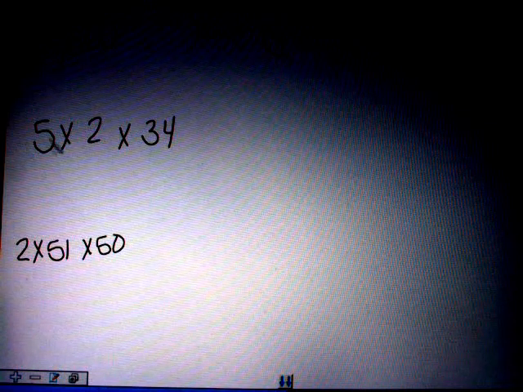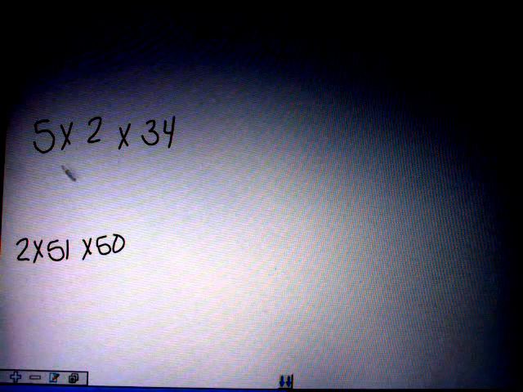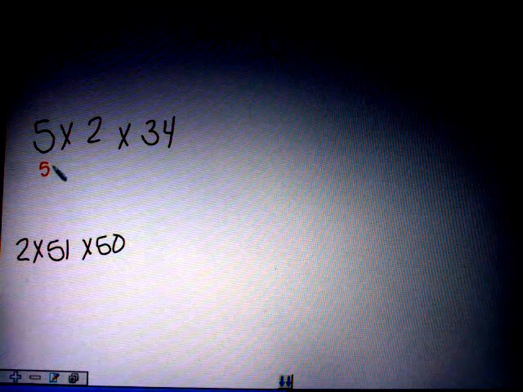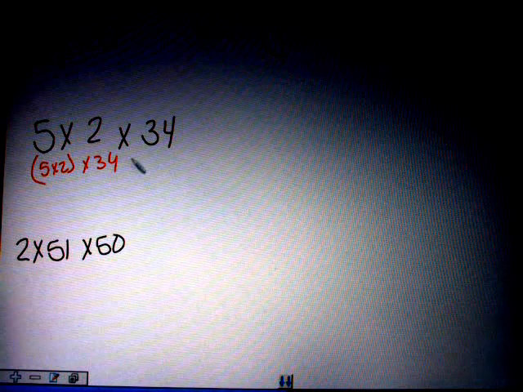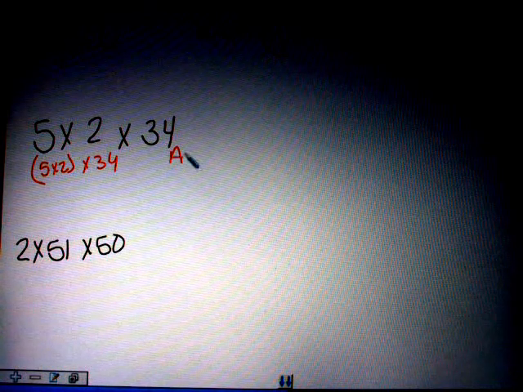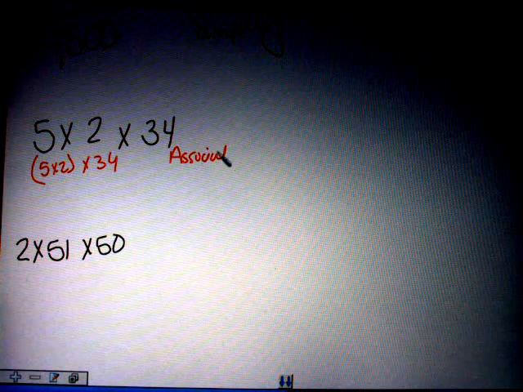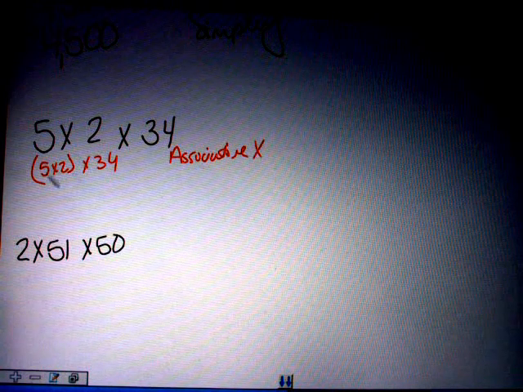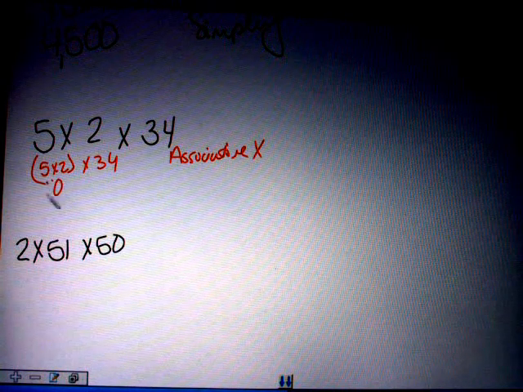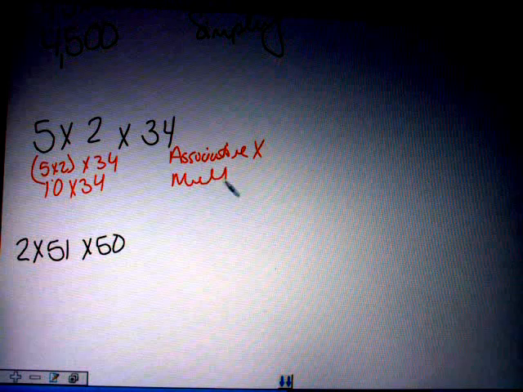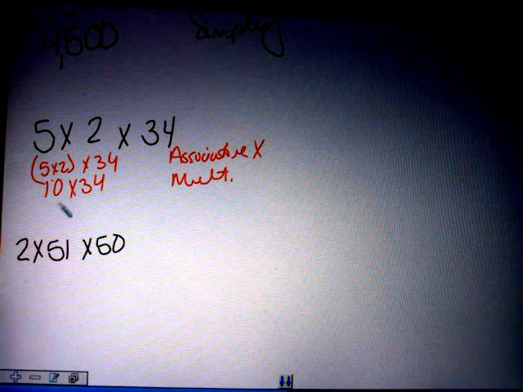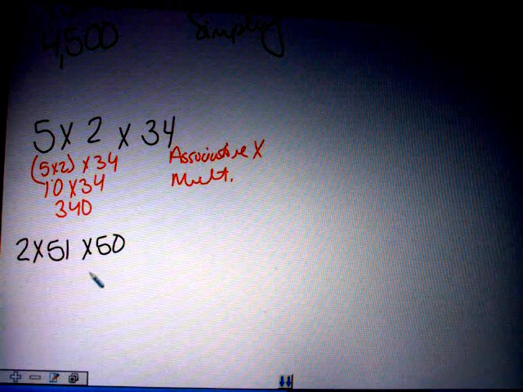When I go through it, I look at it and say, oh, 5 times 2 is right next to each other. I'm going to do 5 times 2 first, times 34. That property is the associative property, because I'm adding in those grouping symbols. Now I have 10 times 34, and that's just multiplying. And 10 times 34 is 340.